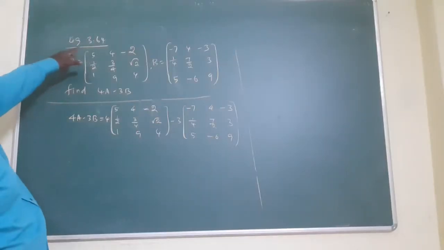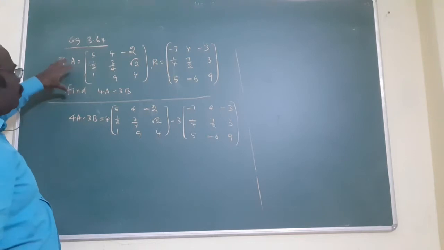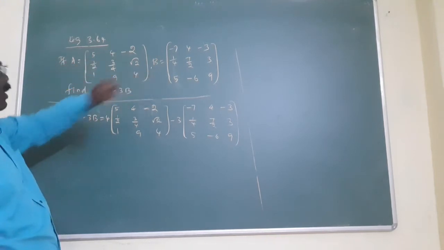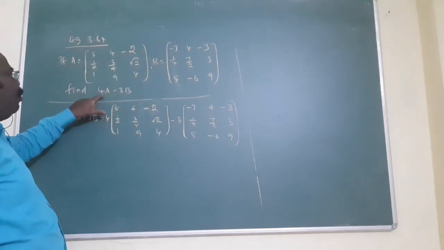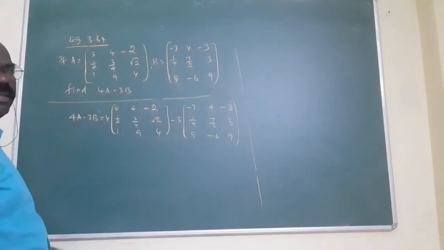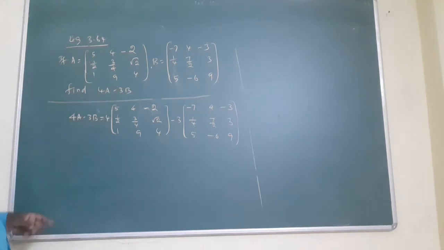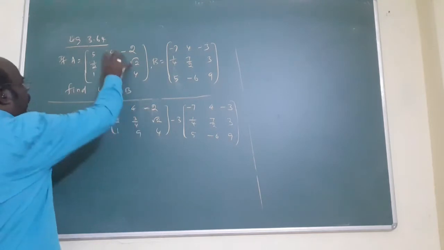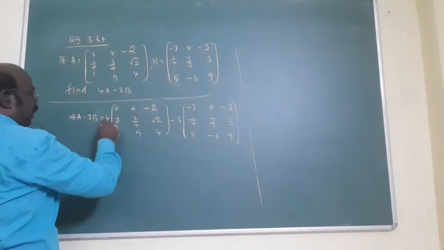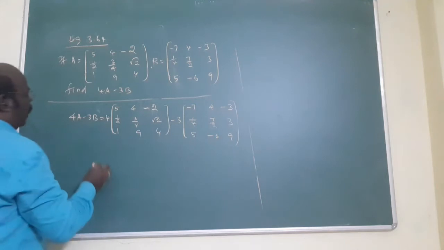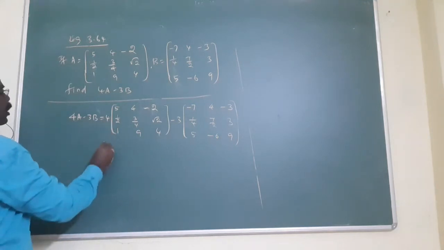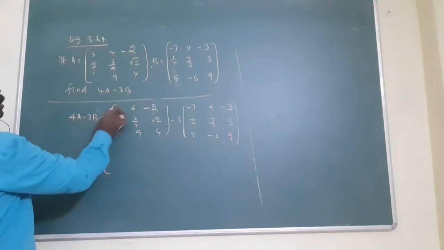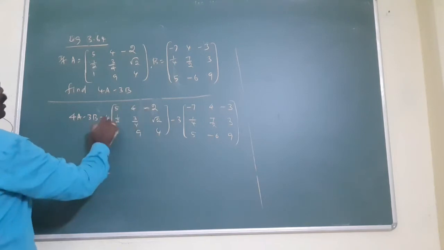Next question, here comes 3.64. A matrix and B matrix are given. What is asked? 4A minus 3B is asked. Now start with 4A minus 3B: 4 into the A matrix, minus 3 into the B matrix. Outside the bracket 4 is there, that's why multiply by 4. All elements are multiplied by 4.